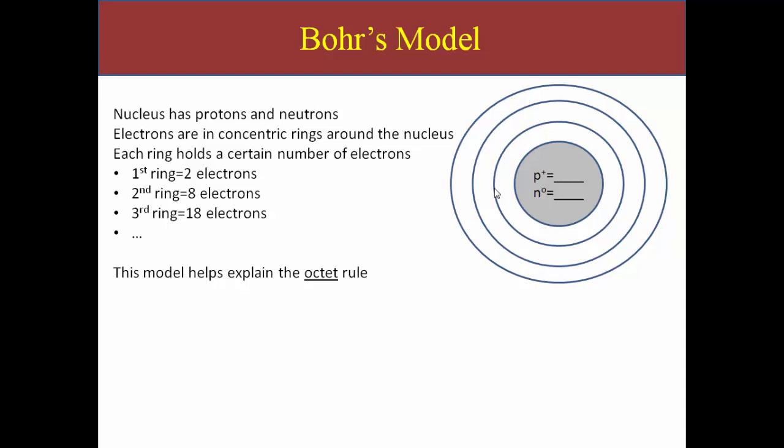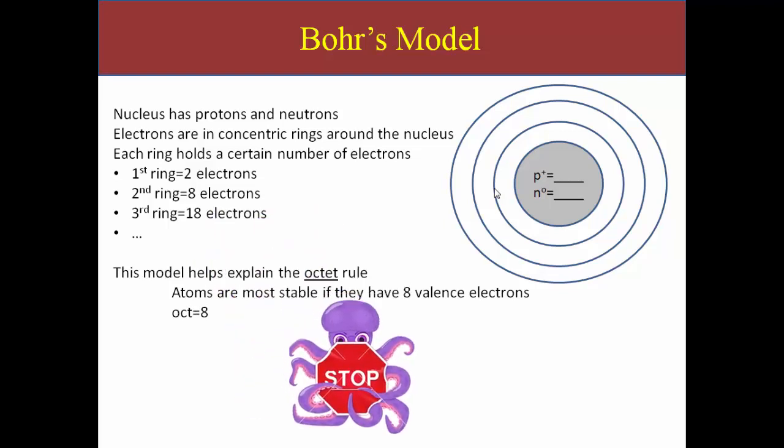And this model is really important. Remember I talked about 8. That's because there's something called the Octet Rule. And that Octet Rule is that atoms are most stable if they have 8 valence electrons. All right, that's all well and good, but what the heck are you talking about, Mr. C? Octet, think of octopus. Oct means 8. Octagon, octopus. It means 8. So octet means it wants 8 valence electrons.